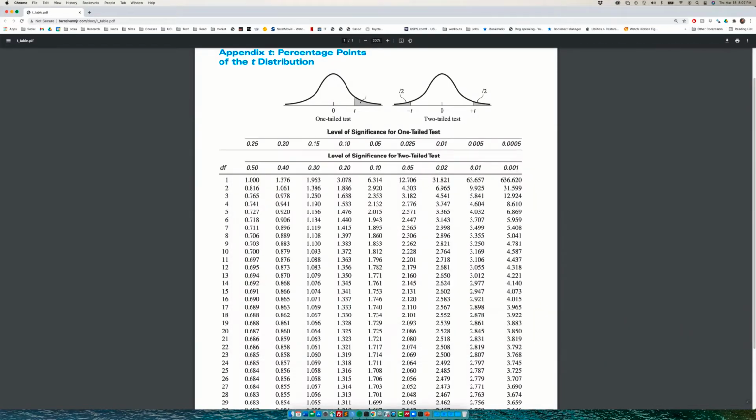Here we have level of significance for a one-tailed test. Are we using one-tailed? No, we're looking at both tails. So we're using a level of significance for a two-tailed test. Although it says significance here, what it's talking about is our alpha level. So this is going to be our alpha level. Our alpha is going to be 0.05. So is 0.05 equal to 0.5? No. Or 0.4 or 0.3 or 0.2? No. 0.1? No. 0.05. There we go.